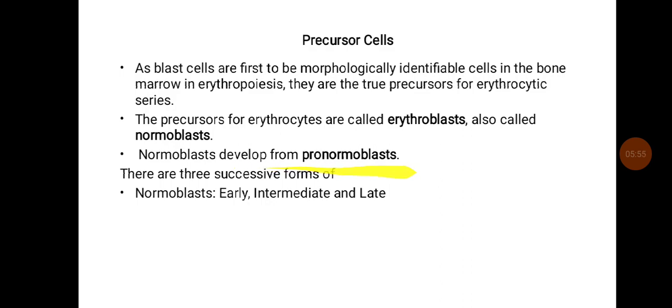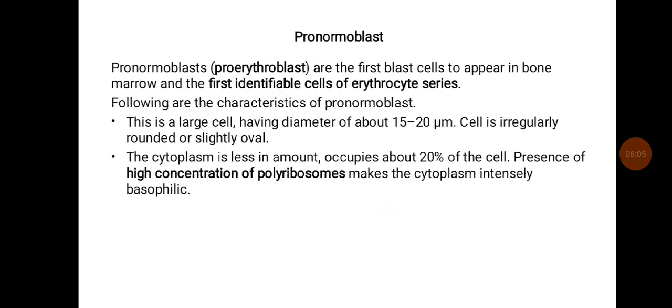Normoblasts develop from the pronormoblast. There are three successive forms of these normoblasts: early, intermediate, and late forms. Pronormoblasts are the first blast cells to appear in bone marrow and the first identifiable cells in the erythrocyte series. The following are the characteristics of a pronormoblast. These cells are large, having a diameter of 15 to 20 microns. Cells are irregularly rounded or slightly oval.